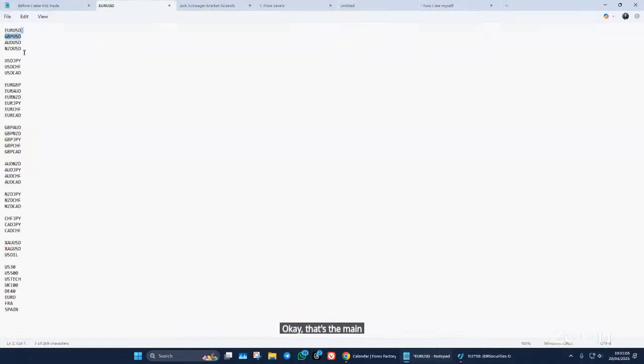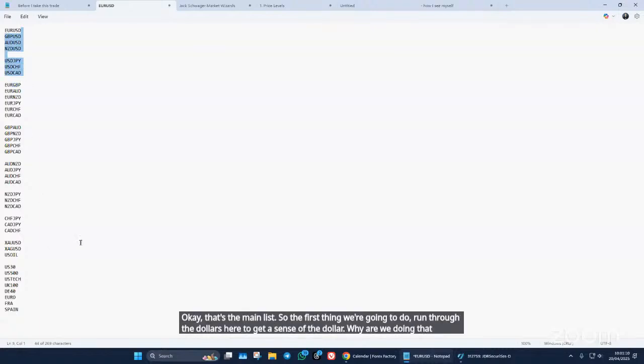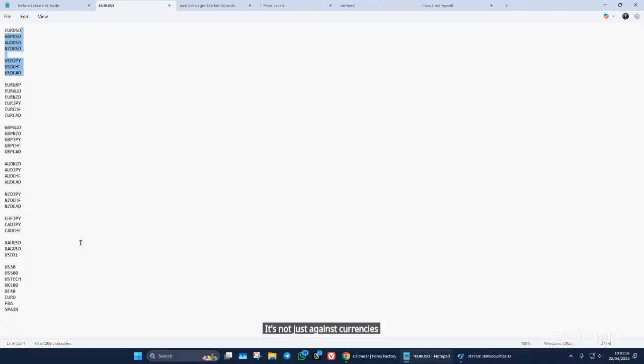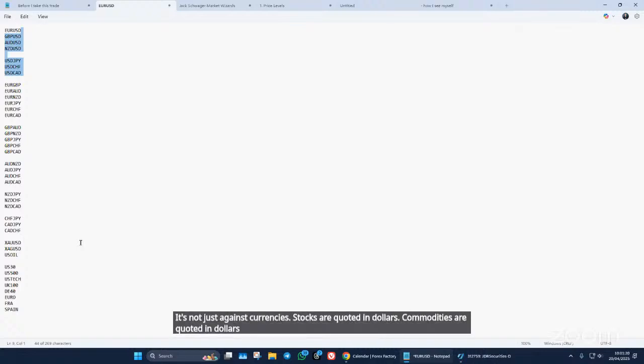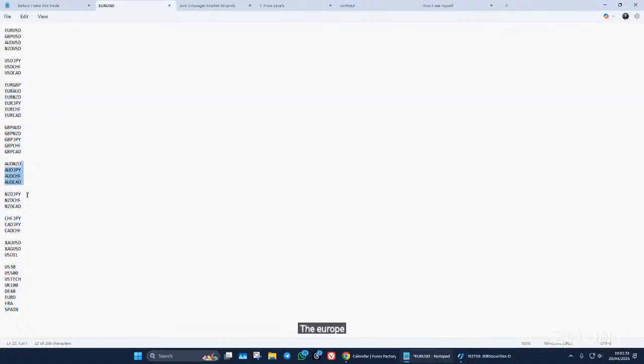So the first thing we're going to do is run through the dollars here to get a sense of the dollar. Why are we doing that? Because the dollar is the biggest cog in the system. It's not just against currencies. Stocks are quoted in dollars. Commodities are quoted in dollars. Everything is quoted in dollars. So we're going to check that first. Then we're going to have a look at crude oil, silver, and then the indices, and we'll see how that goes. We'll then have a look at the euro pairs, the pound pairs, Aussie pairs, and so on.